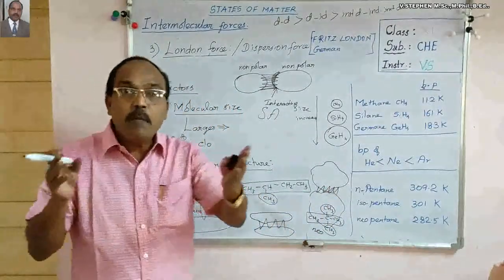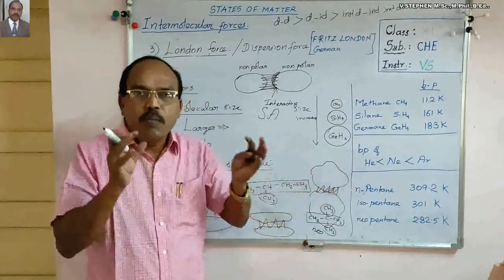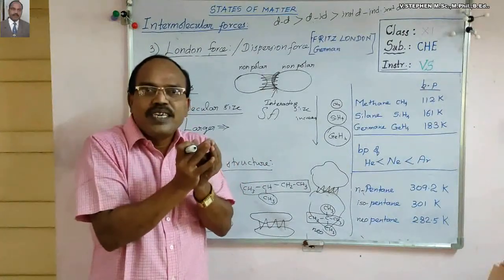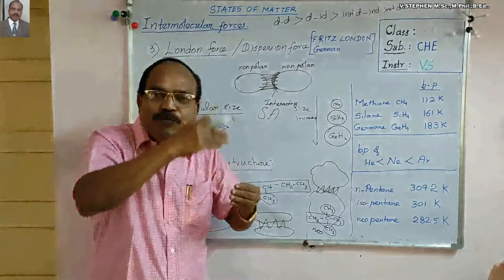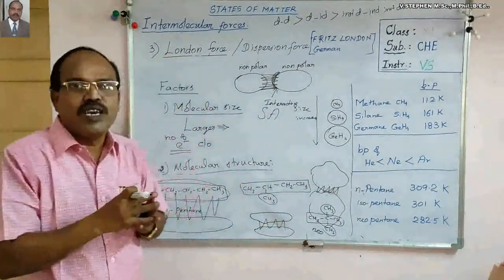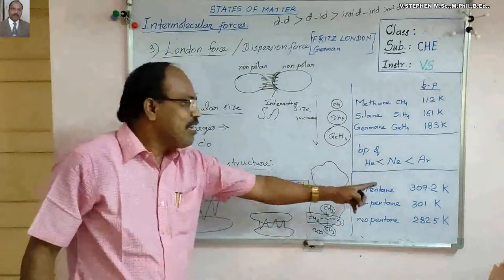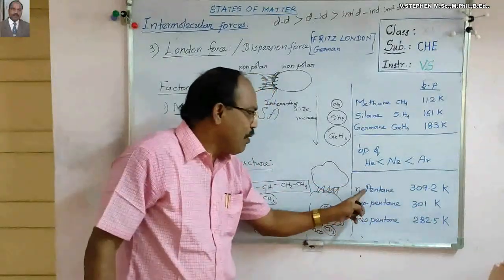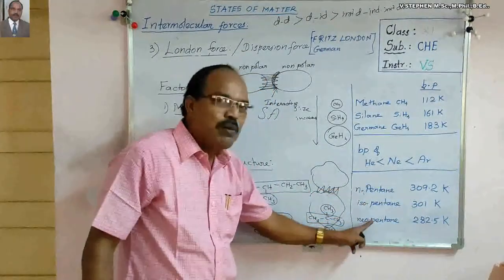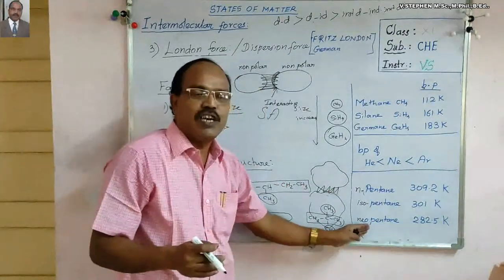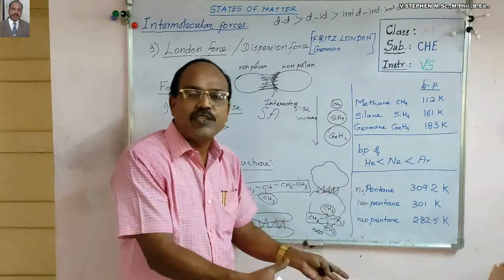As the number of branches increases, the molecule becomes more and more compact, and the surface area of contact decreases. London force becomes weaker and weaker, and therefore the boiling point decreases. See, this one without branch, one branch, two branches. This one is more compact, with the lowest surface area of contact, therefore the weakest London force.